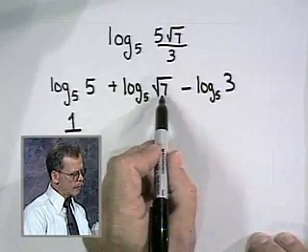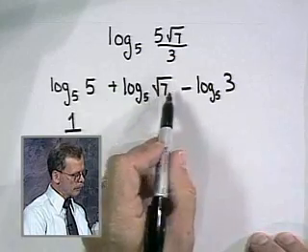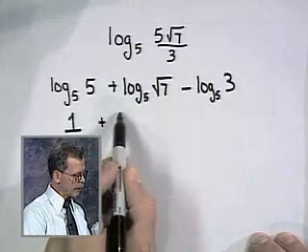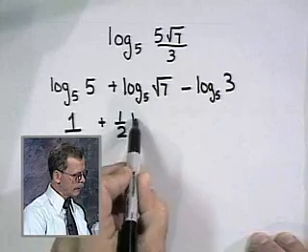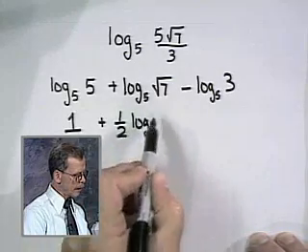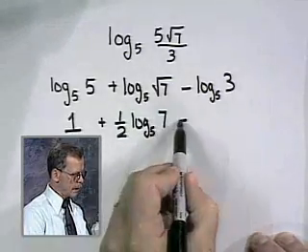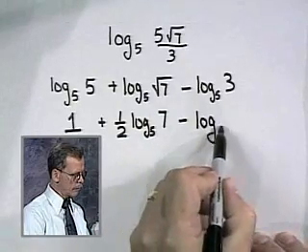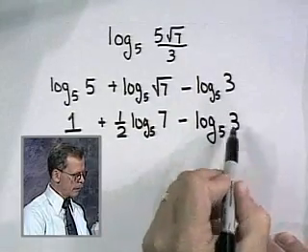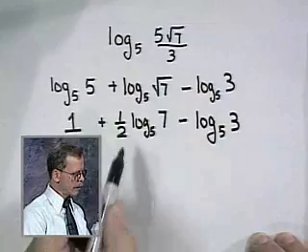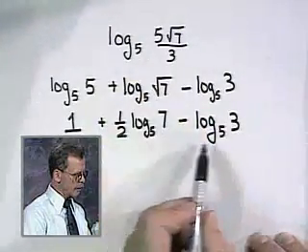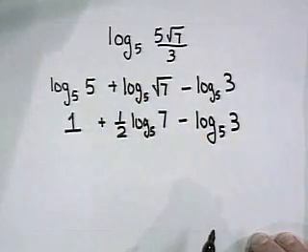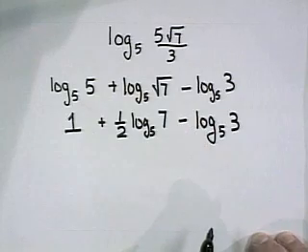We know that the square root of 7 is really the half power, and so we can use the power property and say that's really 1/2 log base 5 of 7, minus log base 5 of 3. And there we've expanded the logarithm of an expression by using the log properties into this larger expression.